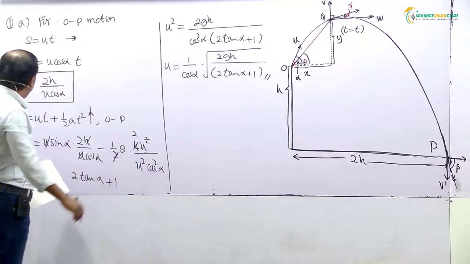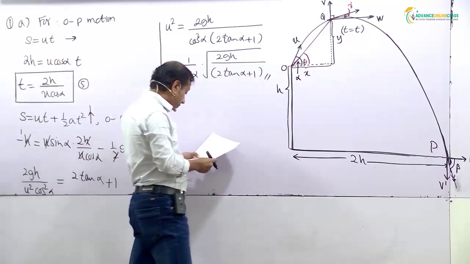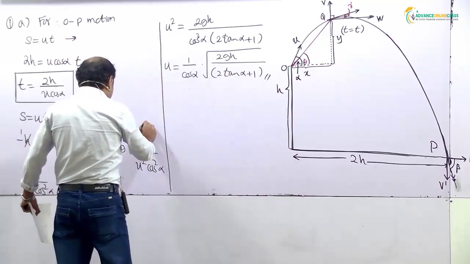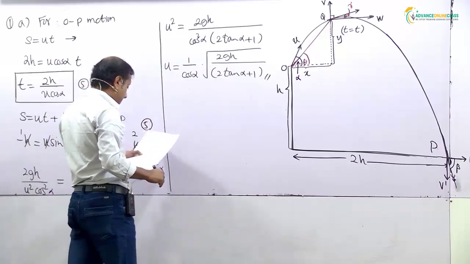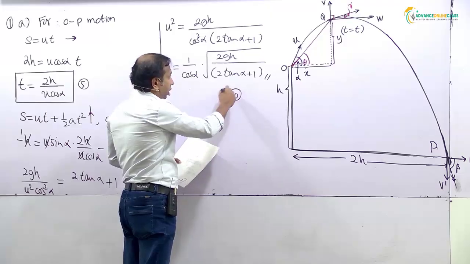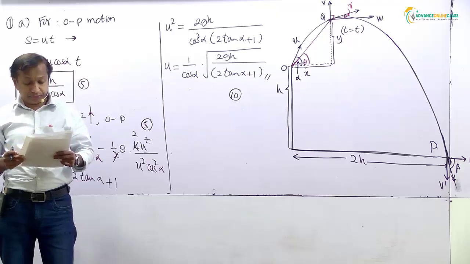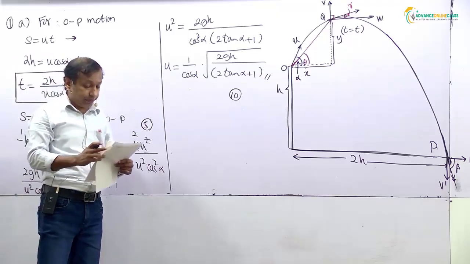Right. Here we get 5 marks. Apply this equation of function, another 5 marks. Getting this answer for you, we get 10 marks. Okay.